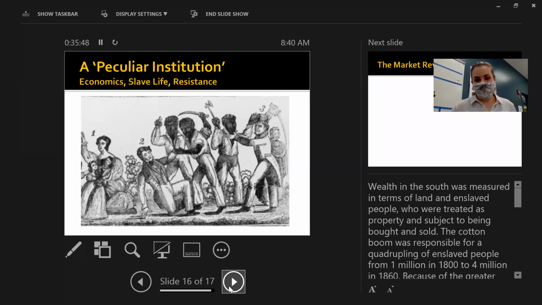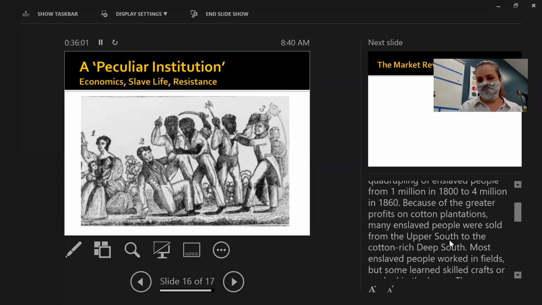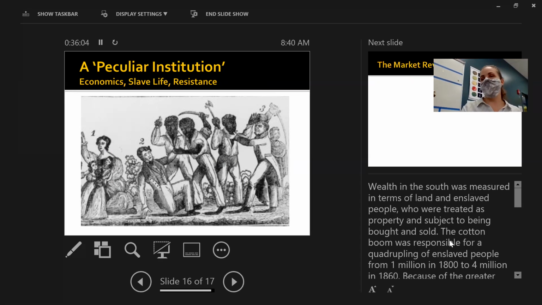We're now going to go to our last slide before the exit ticket. A peculiar institution is a term that people began to use for slavery. And in terms of economics in the South, wealth was measured by the amount of land you owned and the amount of enslaved people you had. So again, white Southern wealth was measured on land and enslaved people.